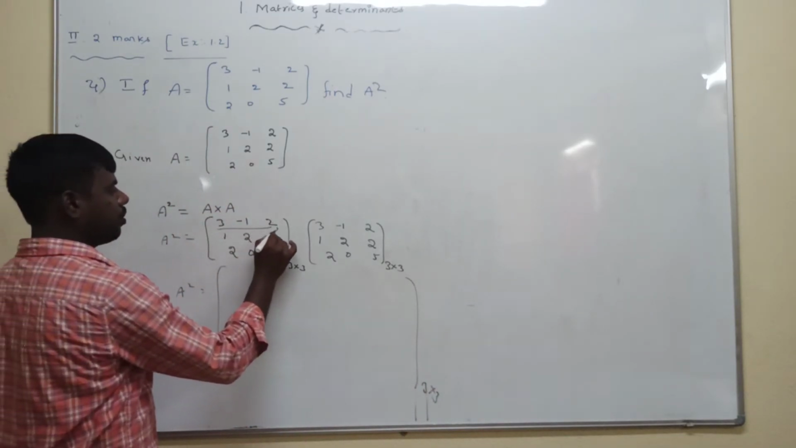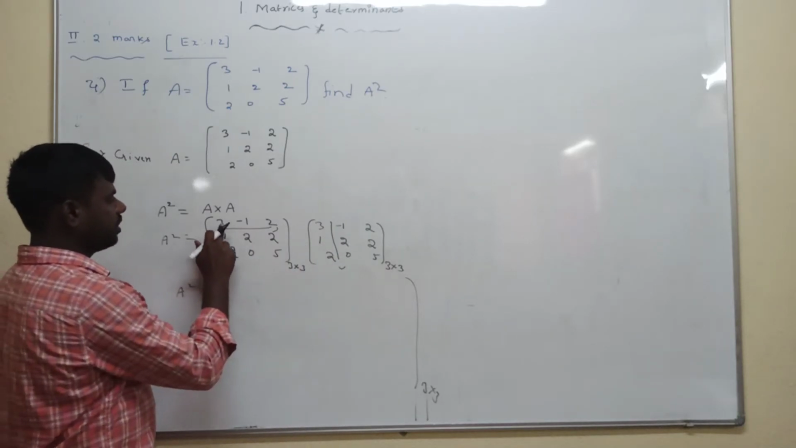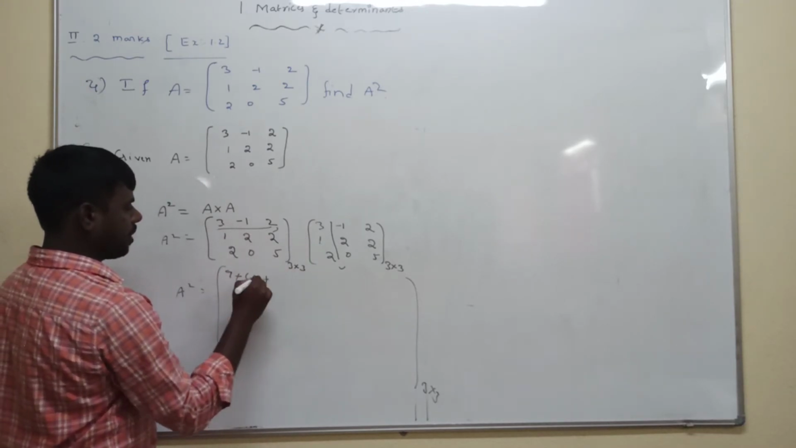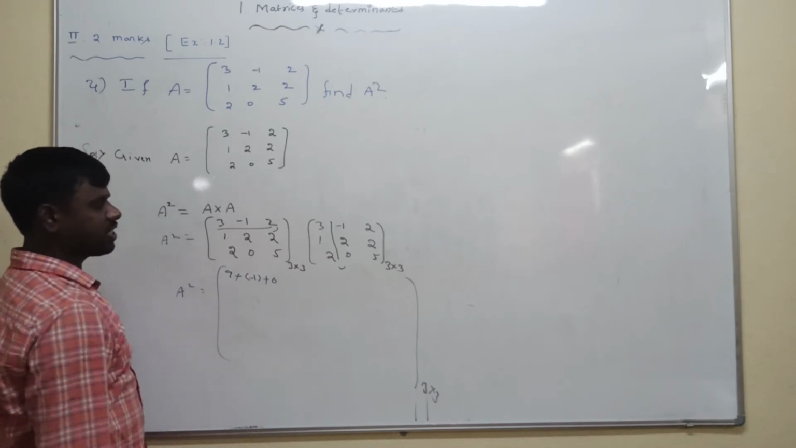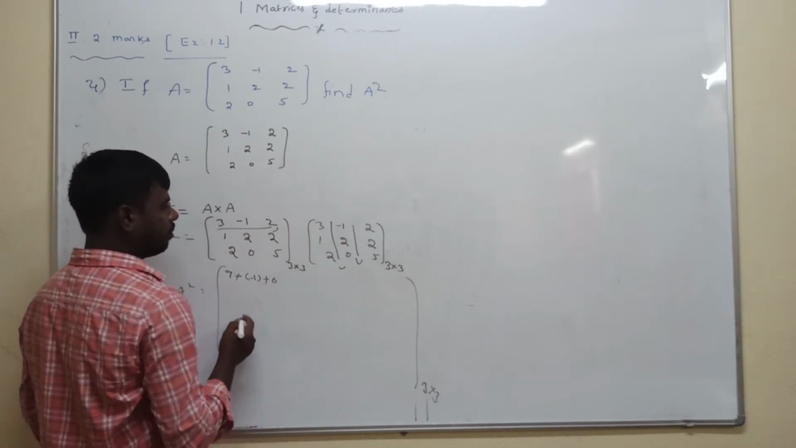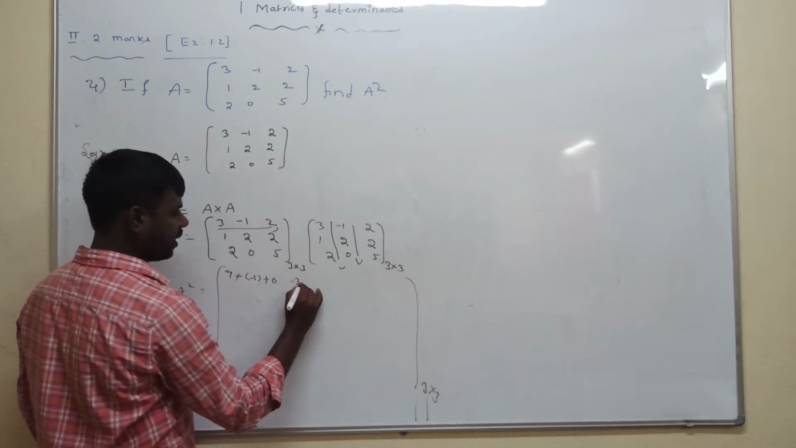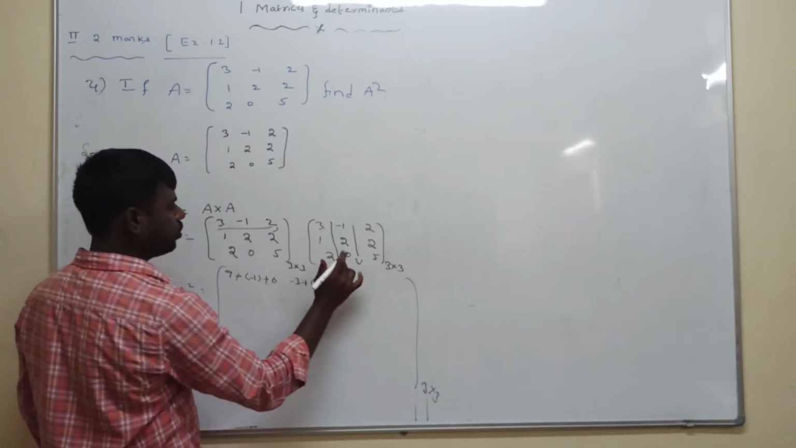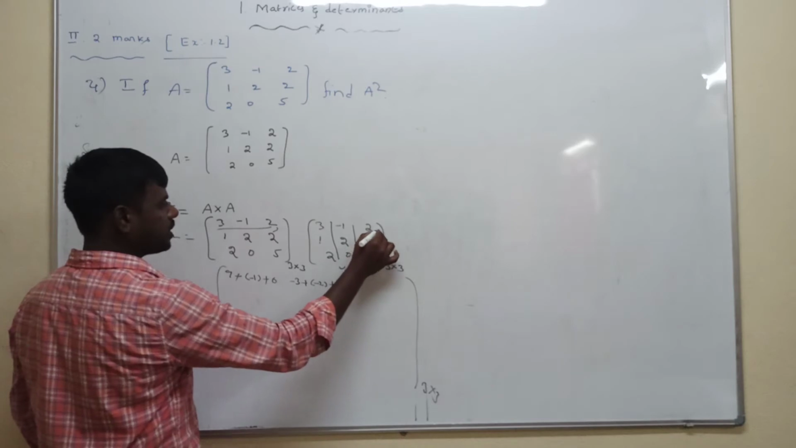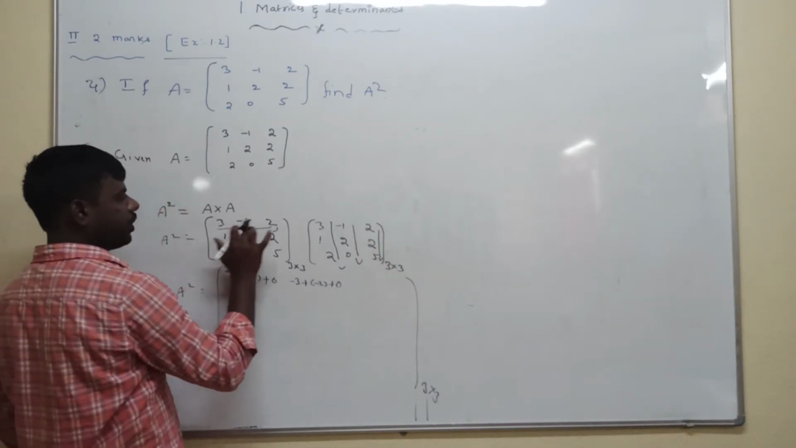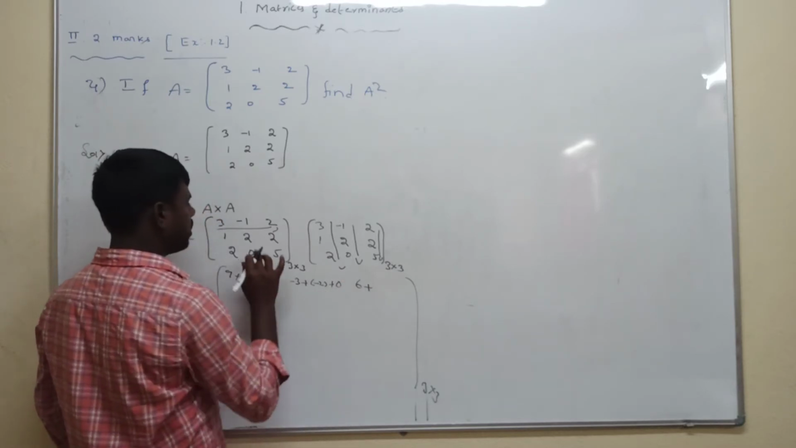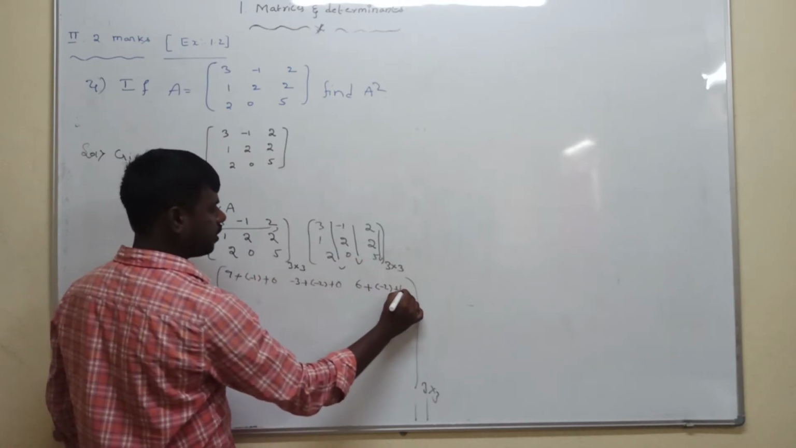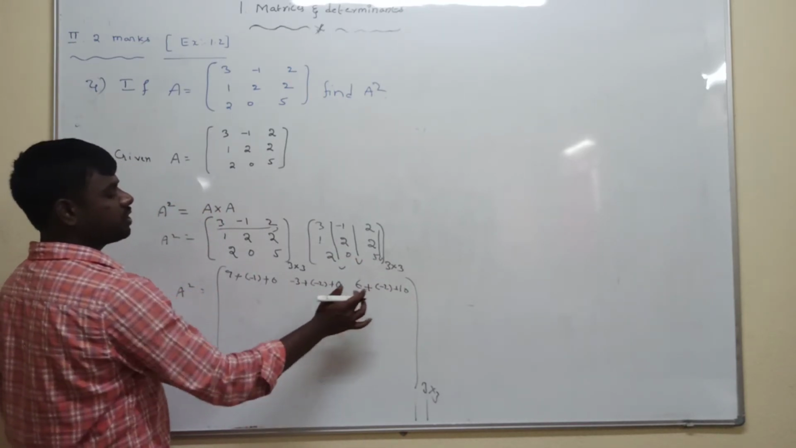First row, first column. So 3 threes are 9 plus minus 1 into 1 is minus 1 plus 2 into 0, 0. First row, first term is over. Next, first row, second column. 3 into minus 1, minus 3, plus minus 1 into 2 is minus 2 plus 2 into 0, 0. First row, second column is over. Next we are going to first row, third column. 3 into 2, 6, plus minus 1 into 2, minus 2, plus 2 into 5, 10.